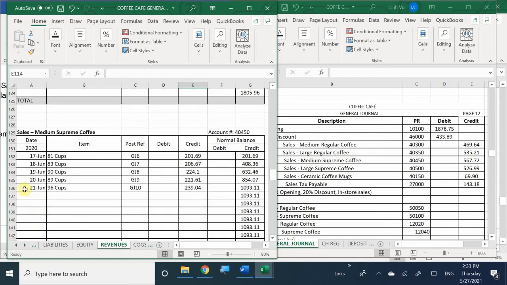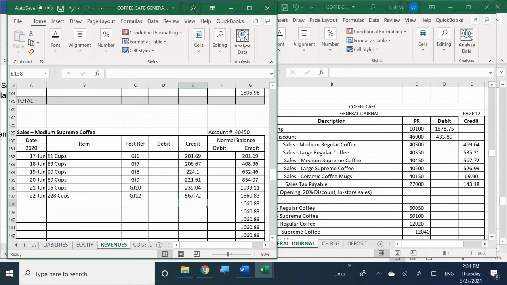Our supreme medium, 22nd of June. We sold 228 cups. General Journal 12. Credit for $567.72. Brings our running total to $1,660.83. Good. 1660.83.